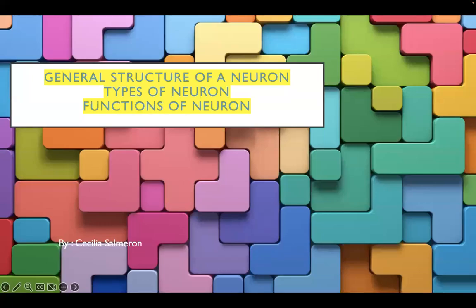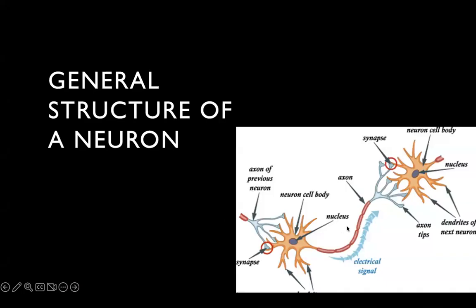Hello, I'm here to talk about the neuron structure, the types of neurons and their functions. Let's start with the structure. This little circle right here is the nucleus. The little tips around there are usually the dendrites.